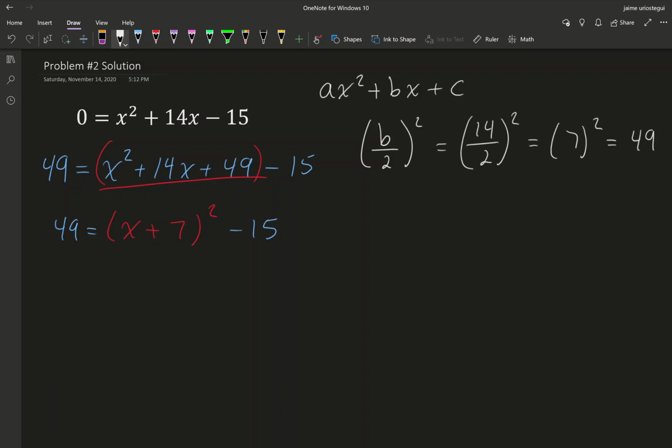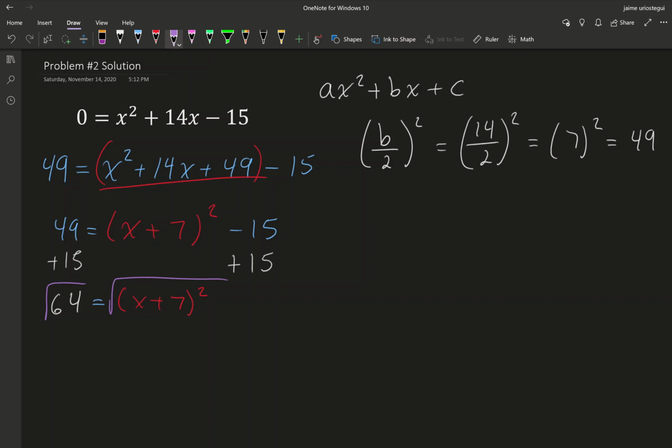Techniques that we've learned. So in this case, what we're going to do now is add 15 to both sides. We're going to do the inverse of subtraction, which is adding. So then we get 64 on this side is equal to x plus 7 squared. Now, what's the next step that we do here? If you said taking the square root, then you're right. We need to get rid of that square. To get rid of the square, we need to square root both sides.